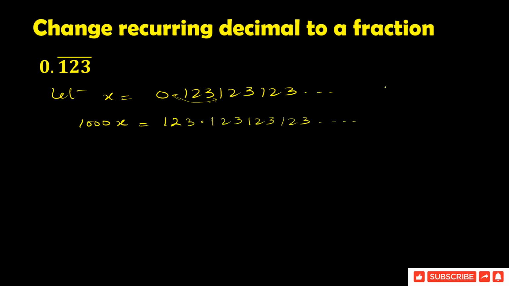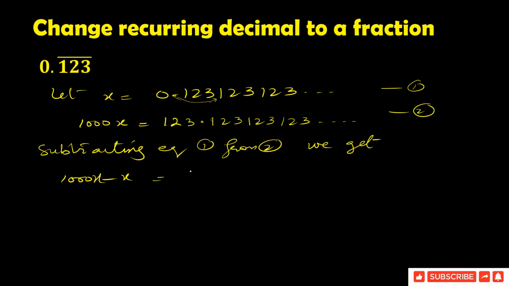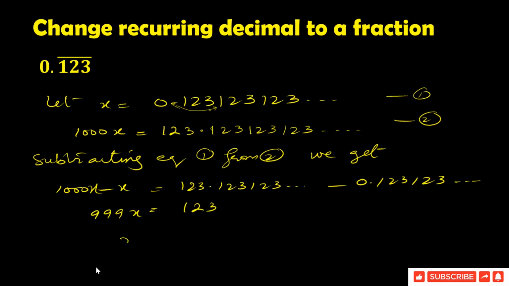So subtracting equation 1 from 2. 1000x minus x equals 123.123123 and on minus 0.123123 and so on. So we are left with 123 on the right side, and on the left side we get 999x, and x equals 123 upon 999. Now if we divide both numerator and denominator by 3, we get the simplest form: 41 upon 333. Now we cannot divide it anymore by any single number, so this is the simplest form and the answer of the given question.